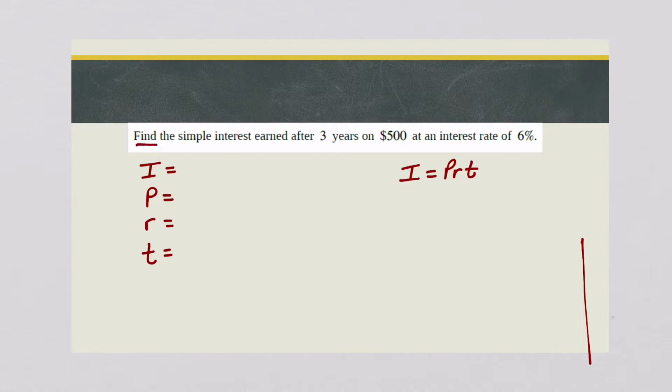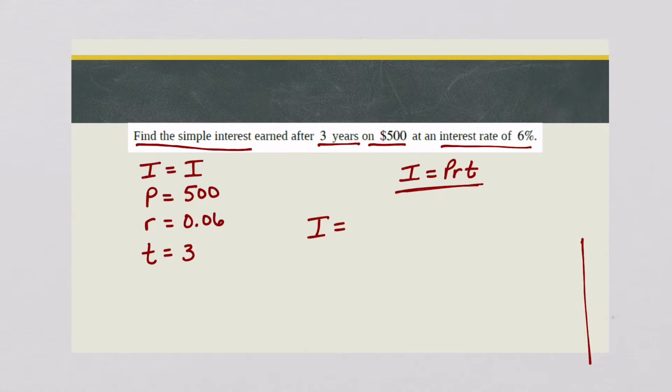Now it says here, find the simple interest. So it's the I that I don't know. I'm just going to call that I for now. 3 years is time, so I'm going to make T 3. On $500, that's my principal. And my interest rate of 6%, I need to write that as a decimal. Looks like that.